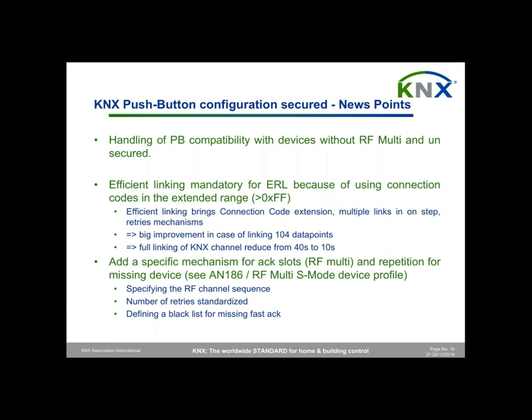And then we have a blacklist for missing devices. That means if the actuator has not answered the telegram, it will be put in the blacklist. And next time we send to this device, we will not do a retry. If the device answers again, it will be removed from the blacklist. So it's a good mechanism to reduce telegrams repeated for nothing.